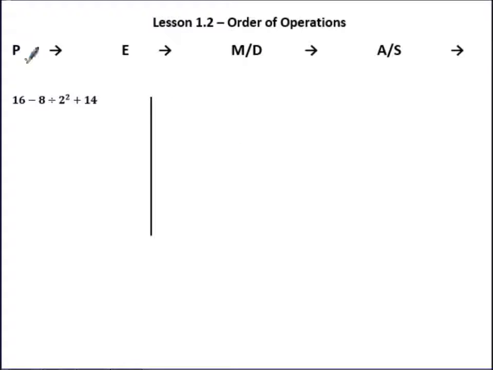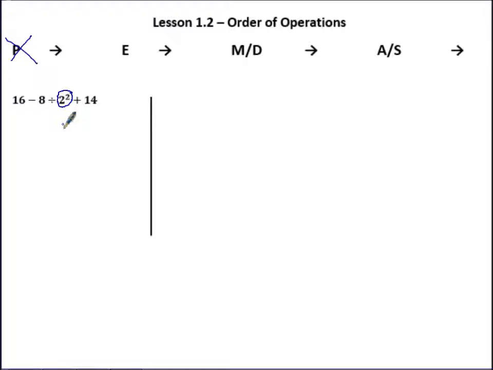Okay, so let's go through this. Remember, P stands for parentheses. So here's our example expression. And if I look across there, there's no parentheses. So that step is done. Next thing I'm going to look for is exponents. So I have some exponents right here. So I'm going to go ahead and do that operation.